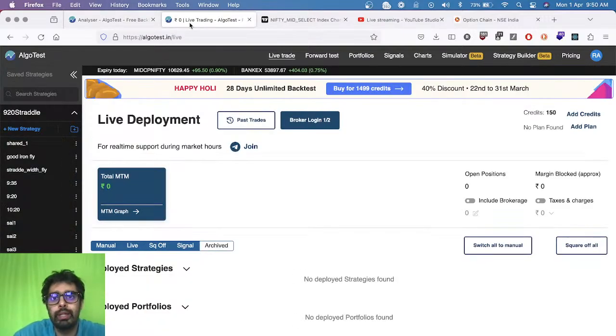Let's take a look at how mid cap is doing. So mid cap has made a little bit of a retracement, which is good.